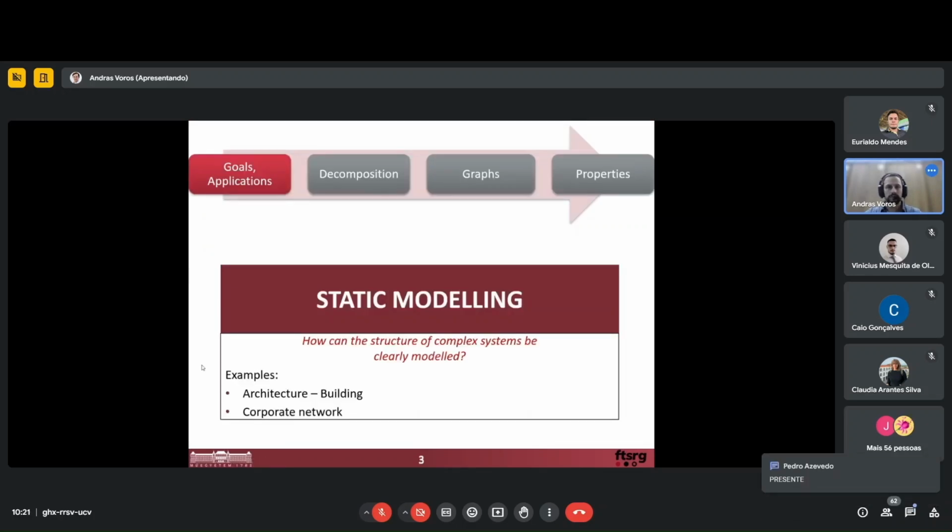So let's go through static modeling. We will answer the question of how complex systems can be clearly modeled. So mainly this is really the first steps of modeling. This comes before thinking about the behavior and everything else. And one more important thing is that there are many tools that support requirement modeling, and so this is also the basics of requirement modeling.